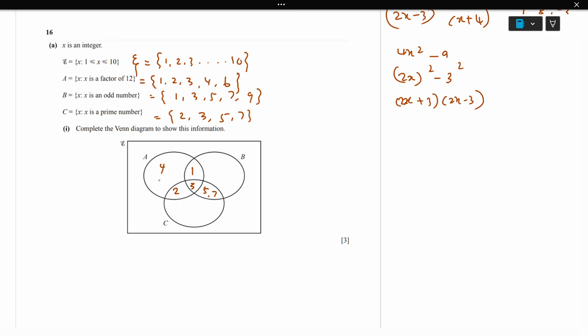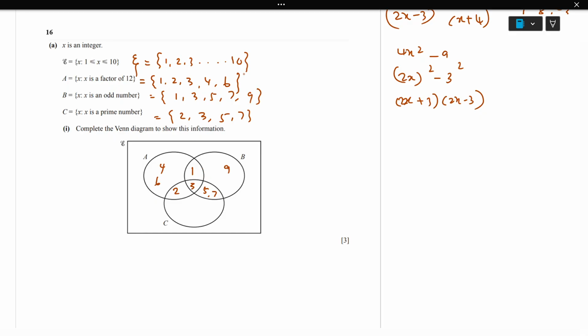The 4 and 6 come here. Next, set B: 1, 3, 5, 7, 1, 3, 5, 7, only 9 is left. Okay, then set C: 2, 3, 5, 7, 2, 3, 5, 7 all came. There is nothing, C is empty. Okay, is any other number missing?